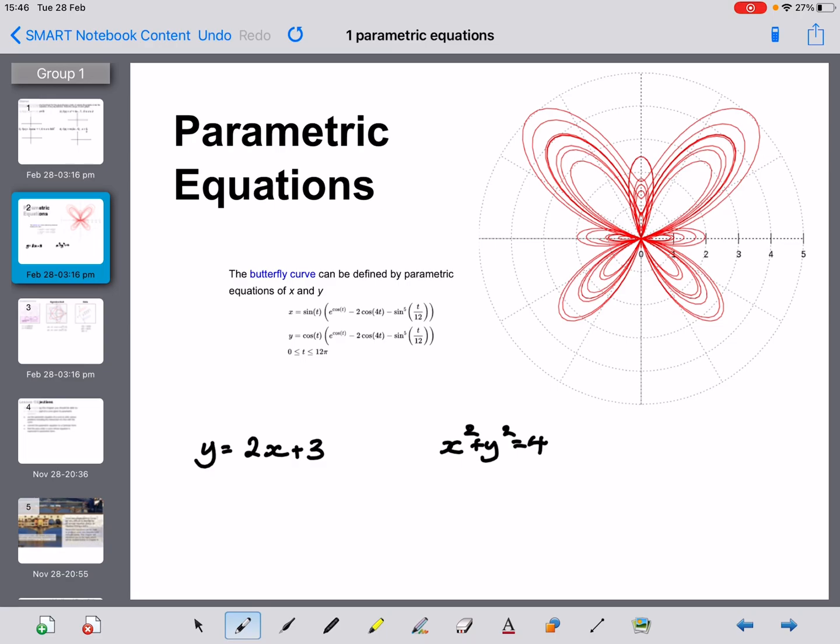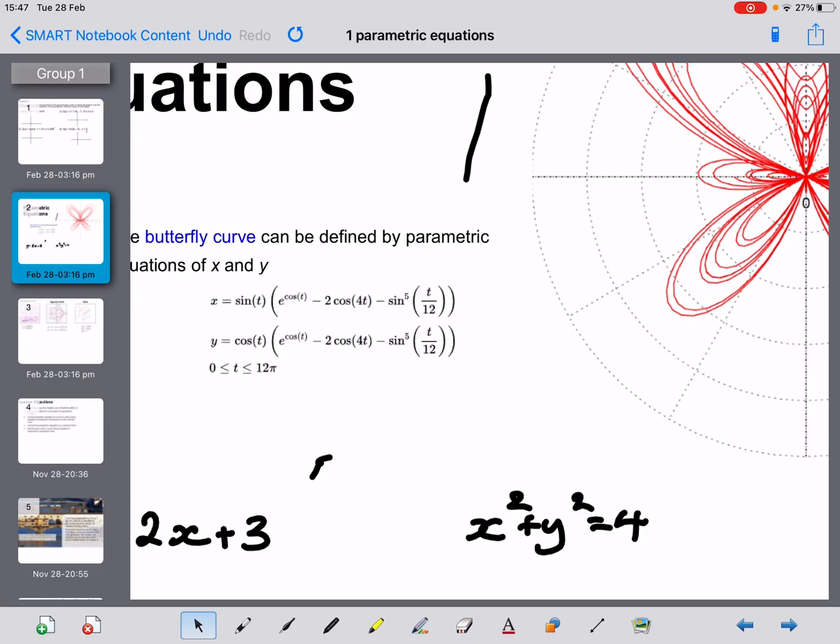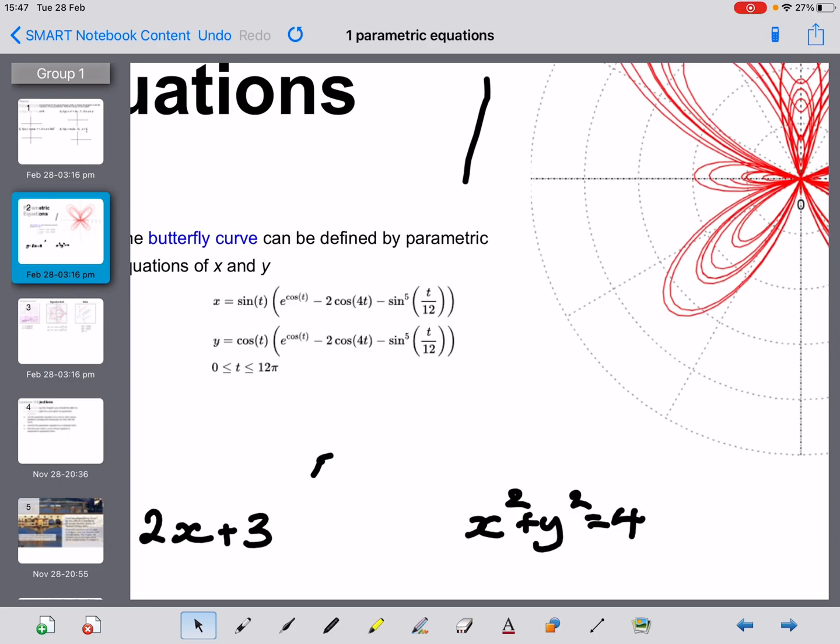Sometimes it's easier to work with graphs if they are given in terms of parametric equations. The word parametric comes from the word parameter, and a parameter just means another letter. So if you look here, this complex looking curve called a butterfly curve has been given as parametric equations. The parameter in this case is the t.